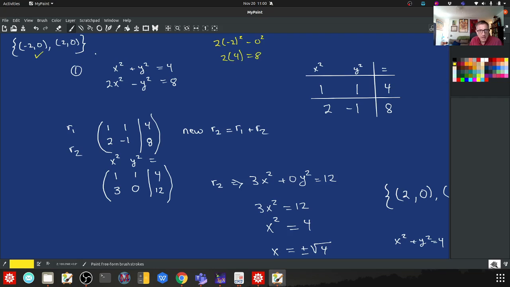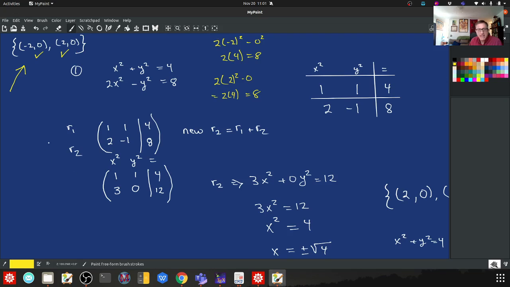Now let's check out my other one. When x is equal to 2, 2 times 2 squared minus 0 is equal to 2 times 4, which is equal to 8. So that also checks out. So that is my solution set right there: -2, 0 and 2, 0. So those are my 2 points of intersection.